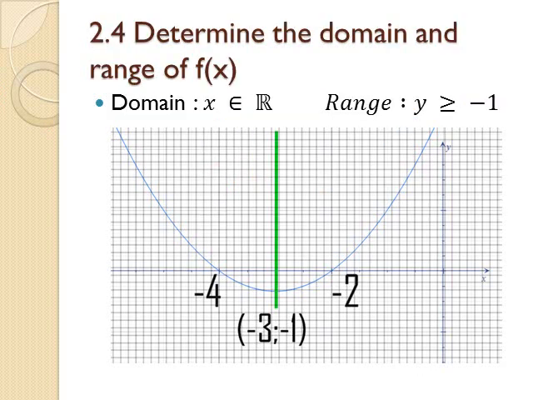Alright, domain and range. The domain is going to touch all my x values. If I continue plotting, therefore I just say x is an element of real numbers, or we can say x is an element of the open interval negative infinity to positive infinity, with an open bracket at the end. Right, so that is just a parabola given your quadratic equation.